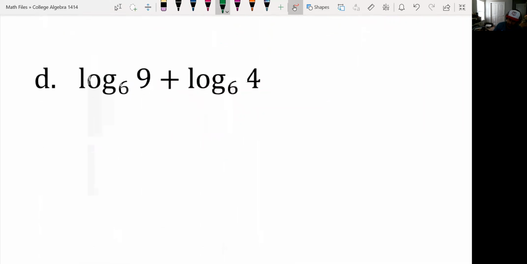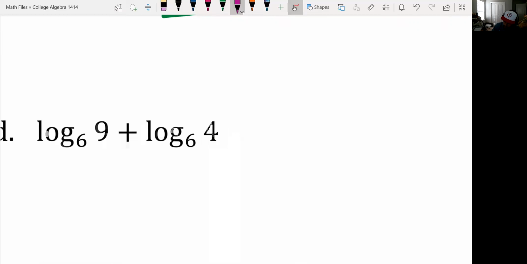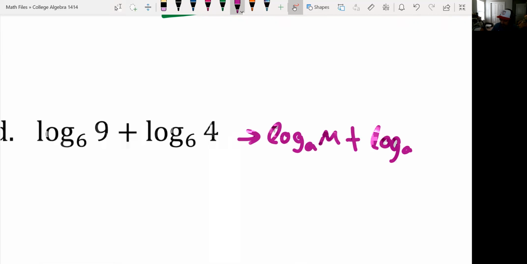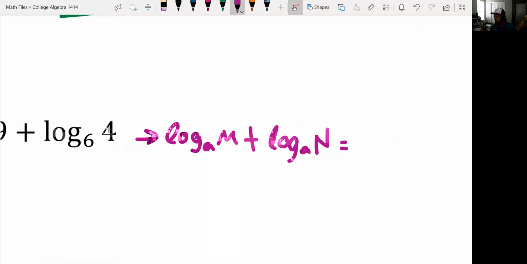All right. So next is log base 6 of 9 plus log base 6 of 4. So what we're going to use on this one is the product to sum rule, but we're going to use it backwards. So for this one, we're going to say log base a of m plus log base a of n, which is what we have, and we're going to put it together as one single log base a of m times n. So that's what we're going to use here.